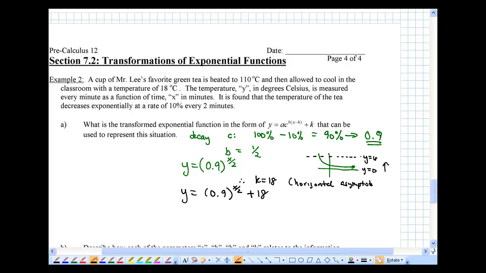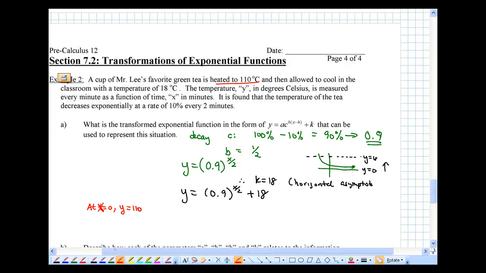Okay? So ultimately, I think now I just haven't used that 110 degree information, and I'm thinking that probably helps me solve for a. Well, what does it mean when I say it's initially heated to 110 degrees Celsius? Well, that means at time t equals 0, the initial temperature, I should say x, sorry, so I used x, at x equals 0, the y value equals 110.